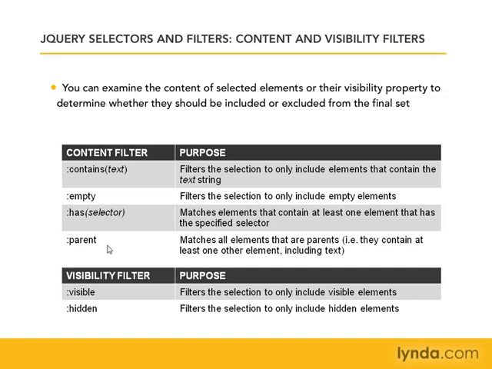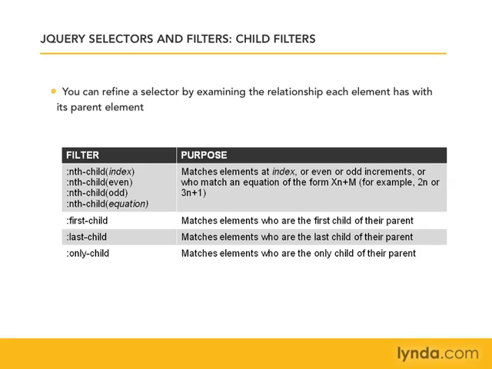And finally, there's a parent content filter that says only match elements in the result set that are themselves parents. For example, they contain at least one other element, including text elements. And for the visibility filter, there's only two options. There's visible and there's hidden. And that's pretty self-explanatory. This only includes elements that are visible. This one only includes elements that are hidden. Let's take a look at the child filters.